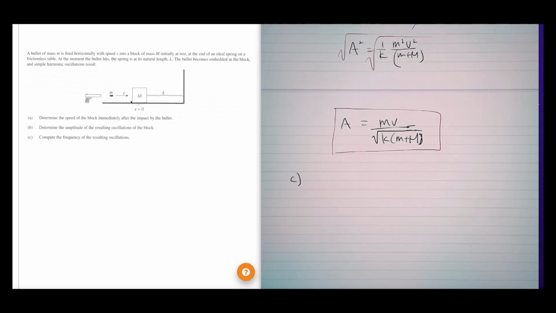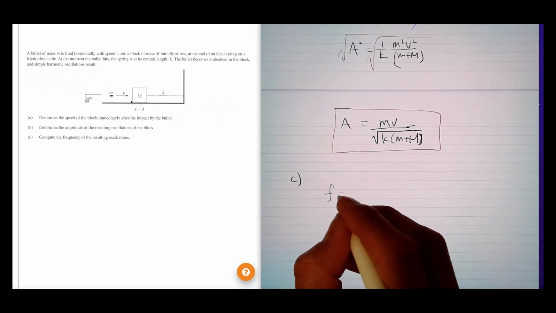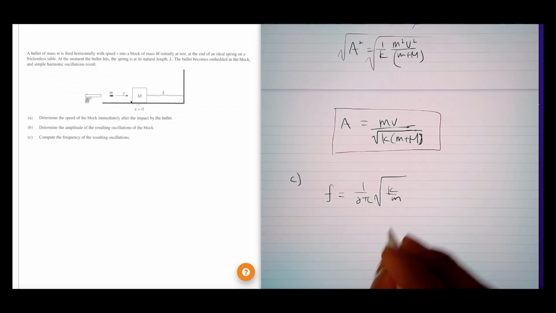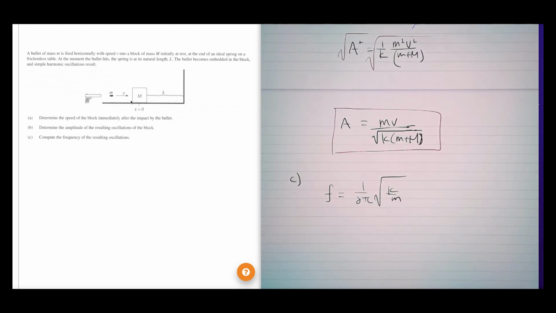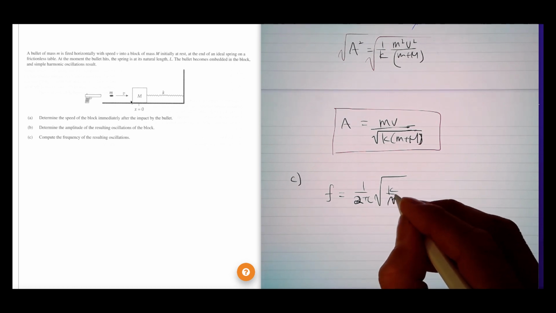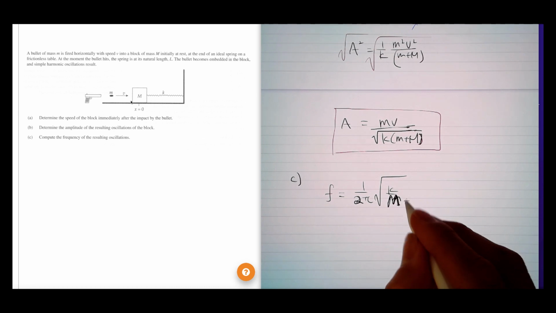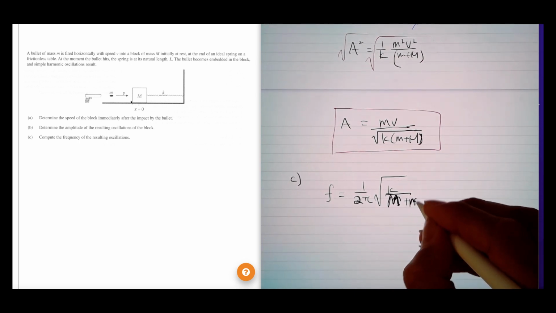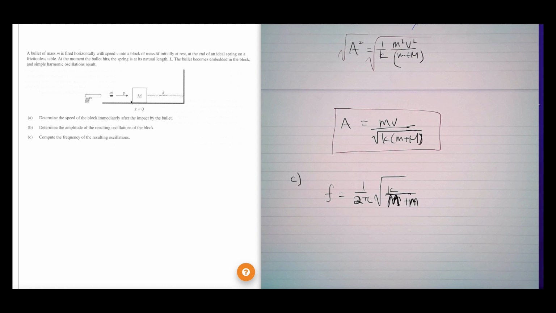Compute the frequency of the resulting oscillation. Remember from part A, the frequency is 1 over 2 pi square root of k over m, by the memory device of going clockwise alphabetically. Now the mass of our spring mass system is no longer just big M. It's actually big M plus small m. So yes, the frequency will change because the mass of the system got bigger. And that's your answer.